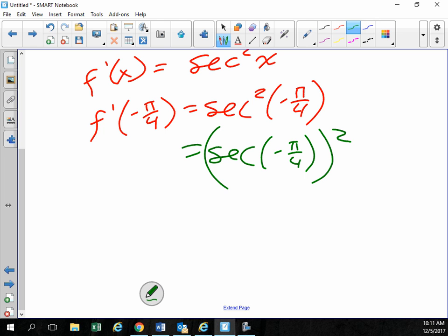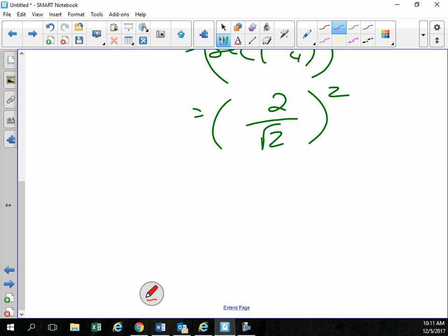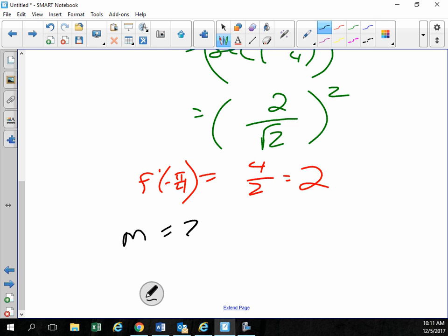Secant is the reciprocal of cosine. Cosine of pi over 4, that's this number, and cosine in the fourth quadrant is positive. So my answer for this is the reciprocal of square root of 2 over 2, which is 2 over the square root of 2, squared, which is 4 over 2, which is just 2. So my slope is 2.